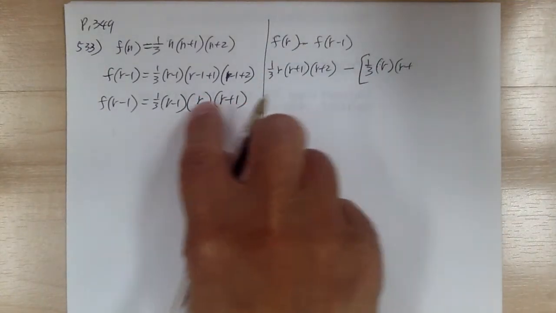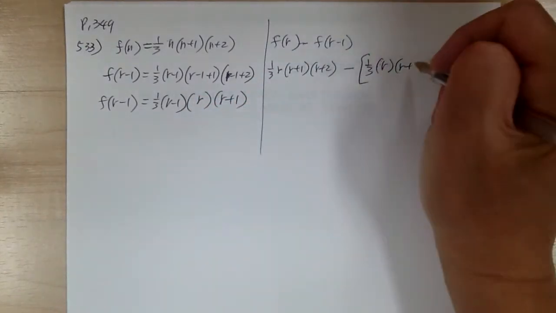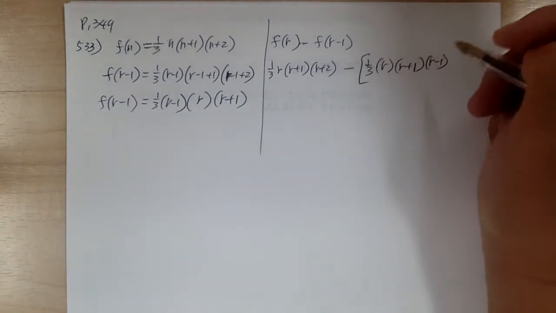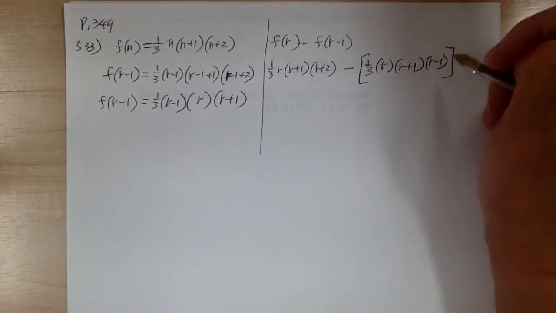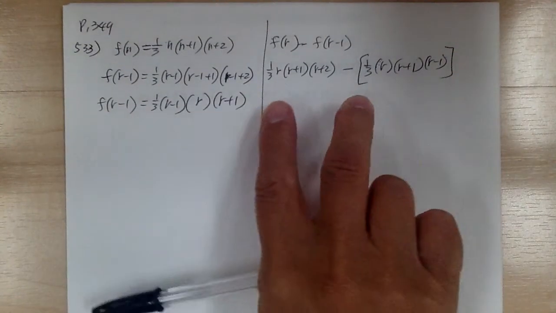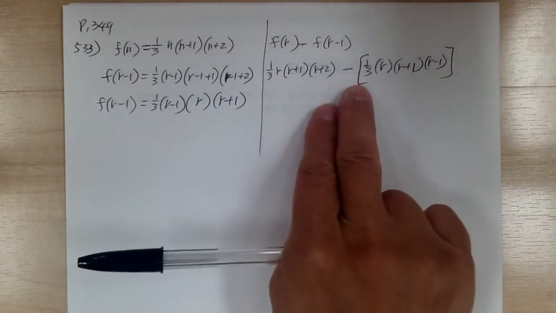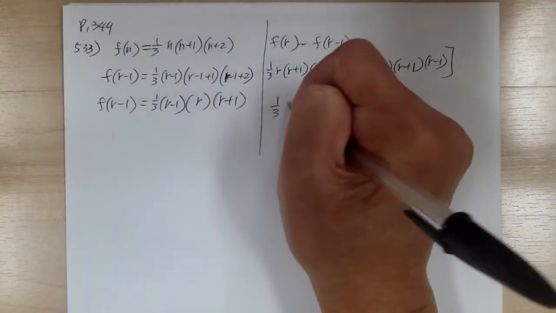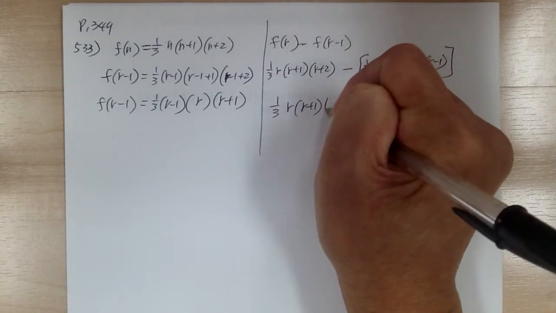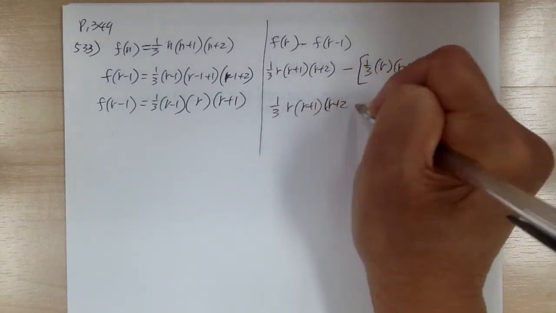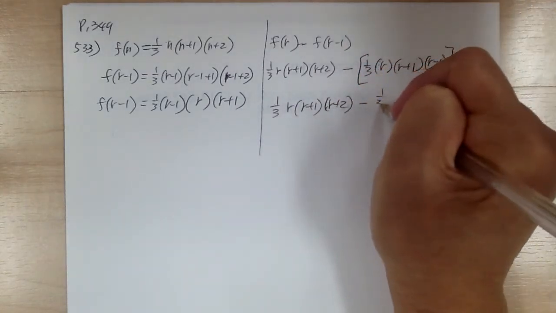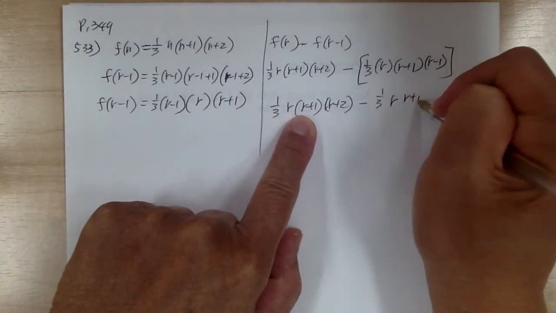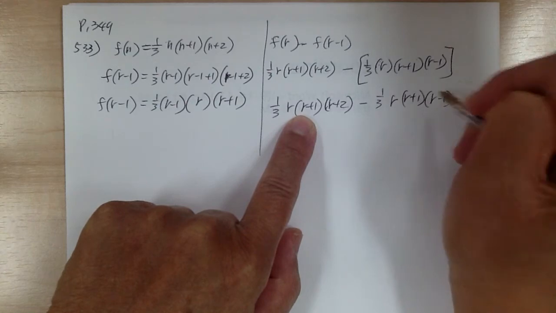And I'm going to switch these two, so it'll be r plus 1 and r minus 1. Next, I'm going to get rid of the subtraction. So I get 1/3 (r plus 1)(r plus 2), minus 1/3 r, and I'm going to try to match up. So I'm going to put down r plus 1 and put r minus 1 in the back.